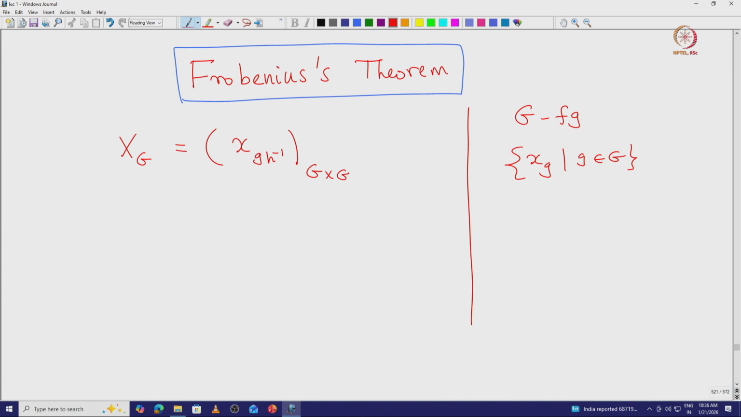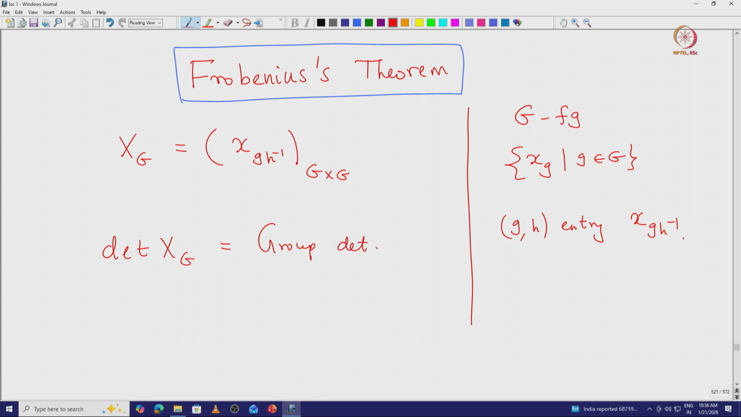Then look at this matrix capital X_G given by x_{gh^{-1}}, where g and h run over G cross G. So, it is a G cross G indexed matrix whose (g,h) entry is given by x_{gh^{-1}}. Now, what is the group determinant? The group determinant is nothing but the determinant of this matrix. The determinant of X_G is called the group determinant or Frobenius determinant.